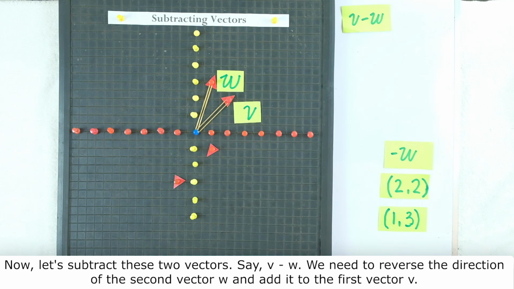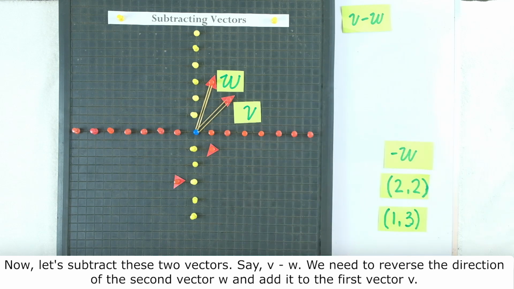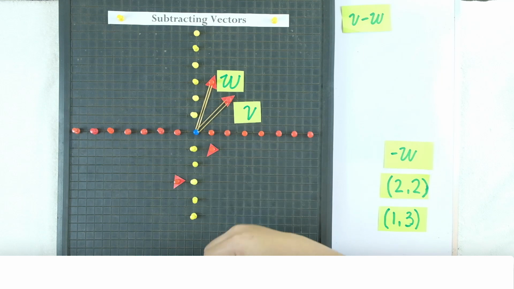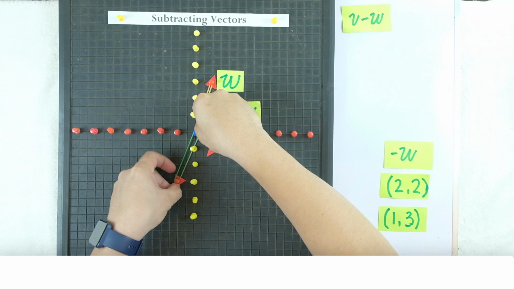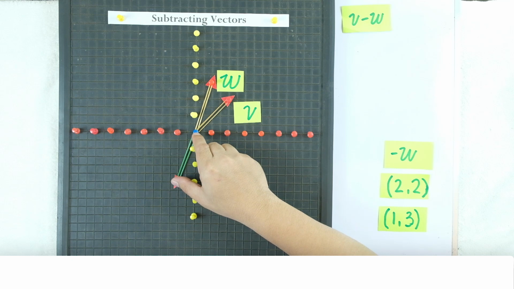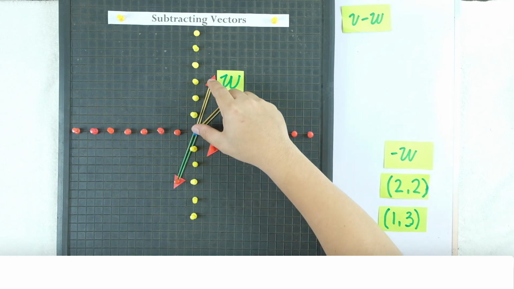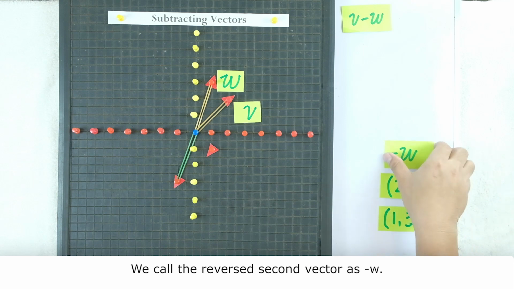Now, let's subtract these two vectors. Say V minus W. We need to reverse the direction of the second vector W and add it to the first vector V. So this is the W. So the reverse of vector W is this vector. Again, you'll see that it has the same magnitude but in opposite direction of vector W. We call the reversed second vector negative W.